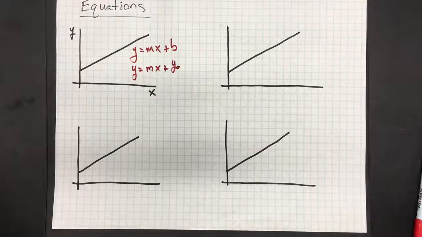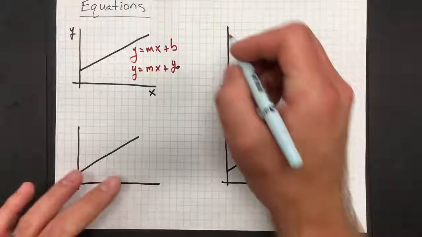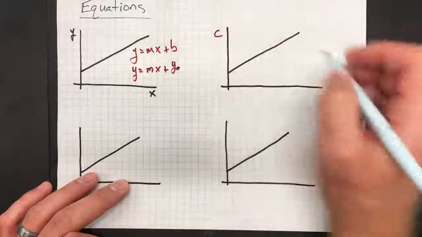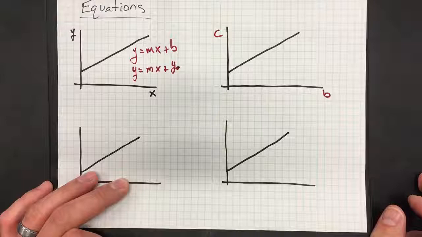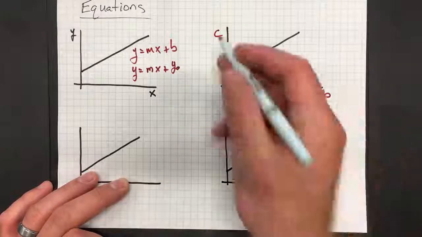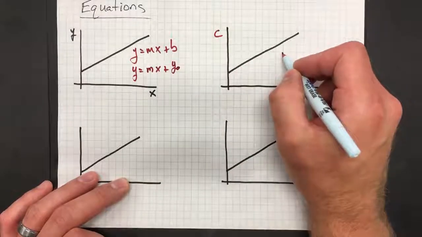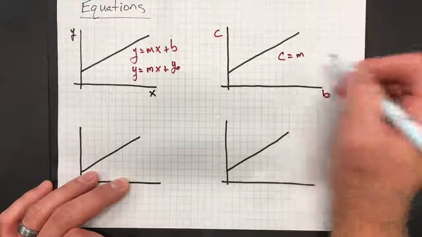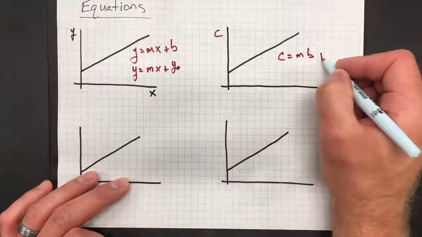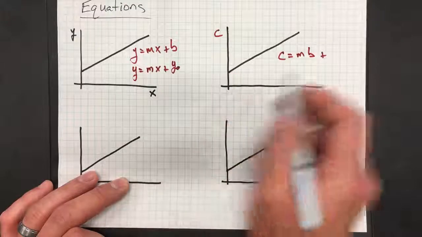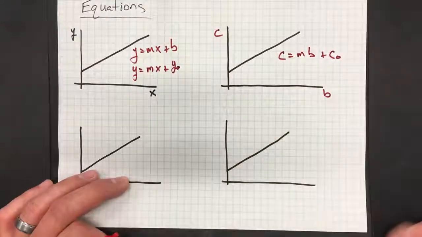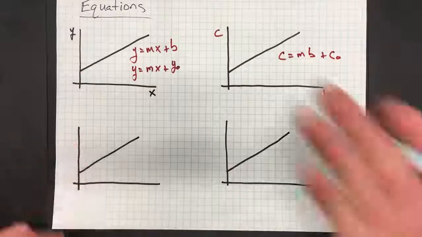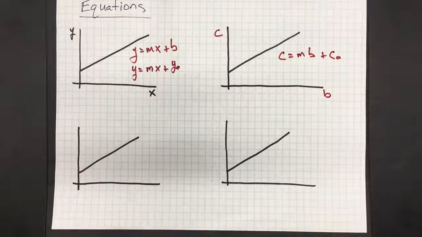Now, y and x are arbitrary. You could easily make this c and b, so that the equation for this graph would be c is equal to m, the slope, times b, plus the value of c when b equals 0. Still doesn't mean anything because c and b don't have any physical meaning.